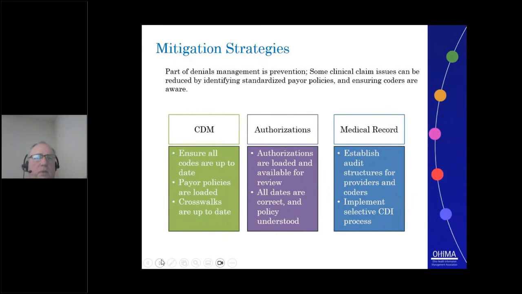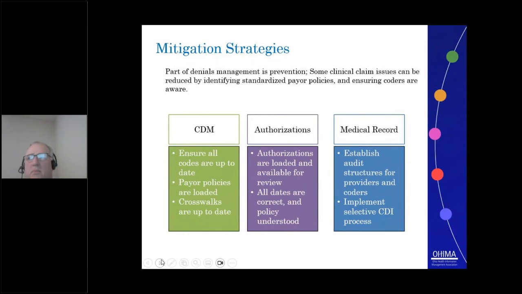Some of the common areas to be reviewed are the charge description master, making sure that all codes are up to date and contain beginning and end dates. Address all edits, especially ones where a payer has changed their policy for the next calendar year. Review the authorization process and make sure it accounts for handling of paper authorizations and the review policy. Check payer websites to determine if the requirements have changed for the service provided.